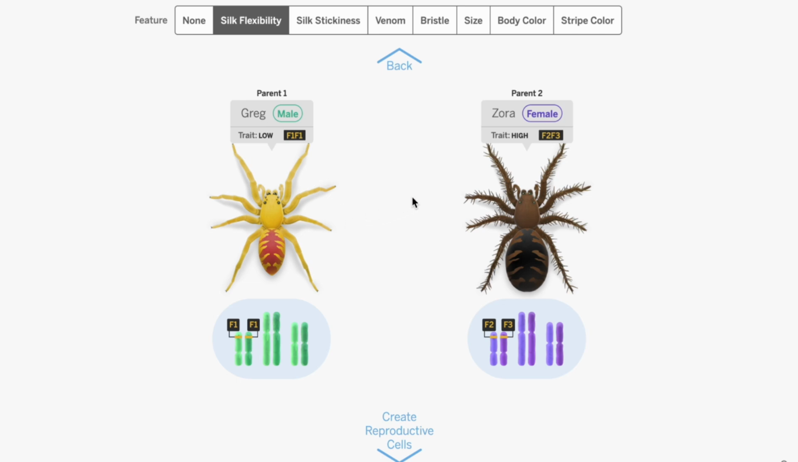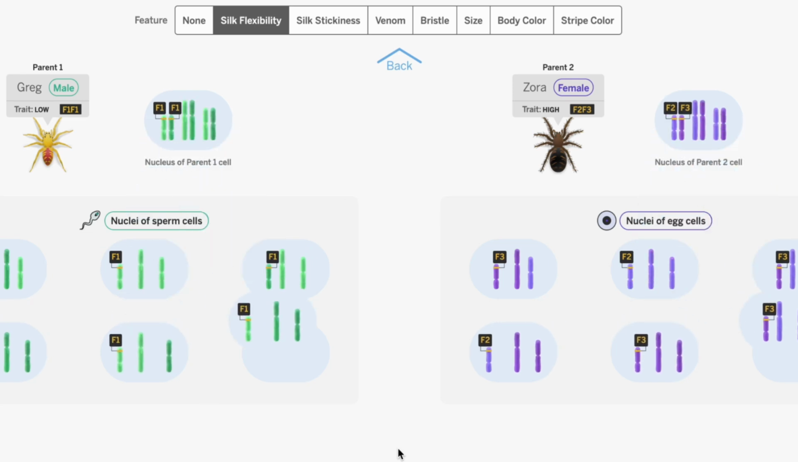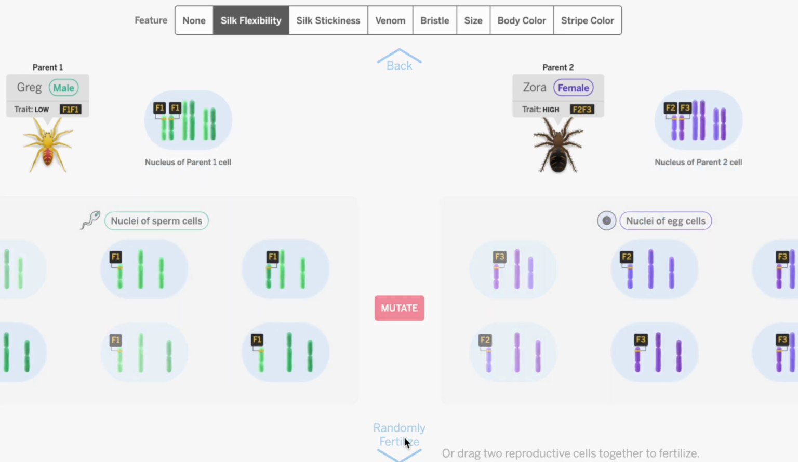And what about Zora? Zora has high silk flexibility due to the gene F3 being the dominant one and F2 just being the recessive gene, which can also be shown in their offspring. So let's see what traits and gene combinations their offspring come up with. So let's create. And let's randomly fertilize.